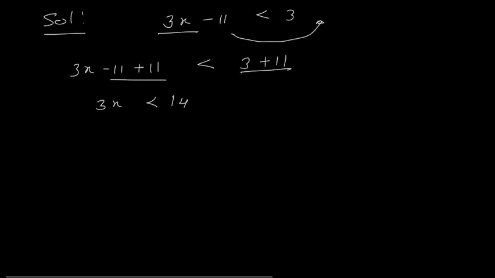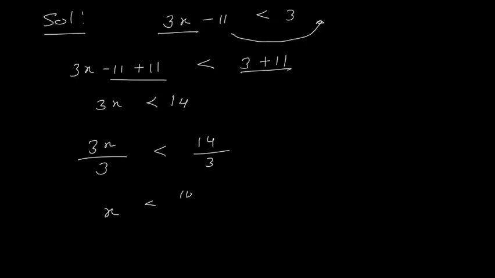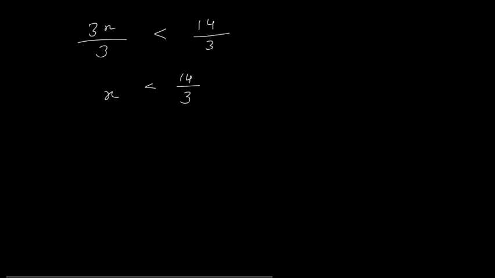Next, you will divide by 3 on both sides. So 3x divided by 3 gives x, and 14 divided by 3. So here we will get x less than 14 upon 3. Now x is less than 14 upon 3, so what are the possible values of x? This indicates that x is less than 14/3: 3 fours are 12, 2 threes are 6, so 4.67 you will say.